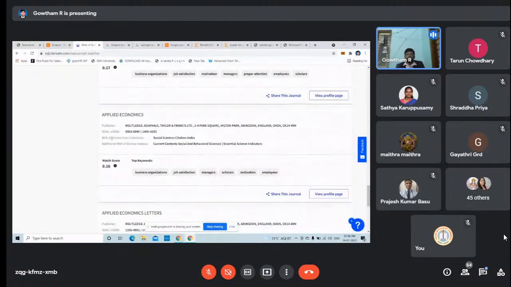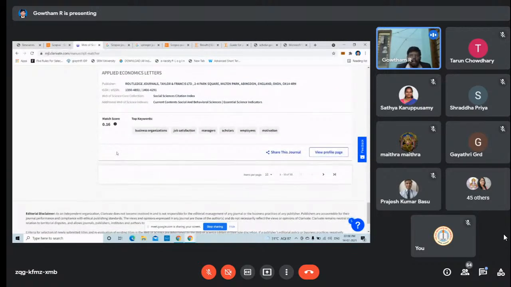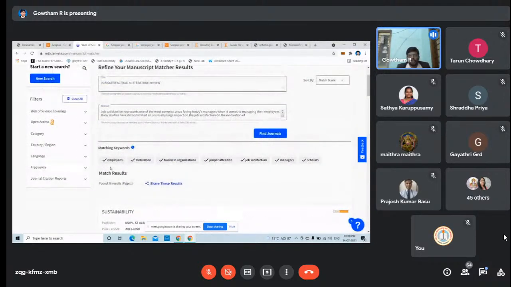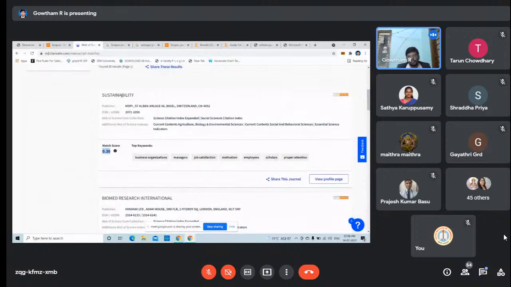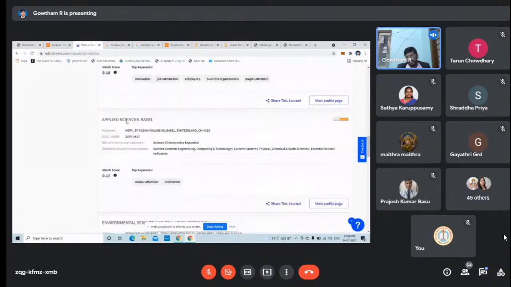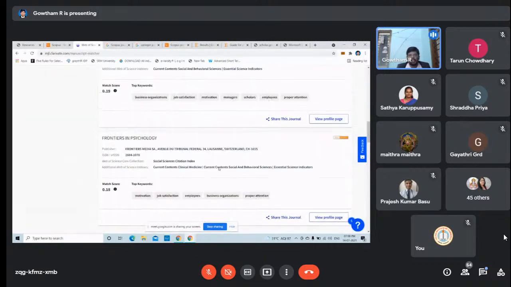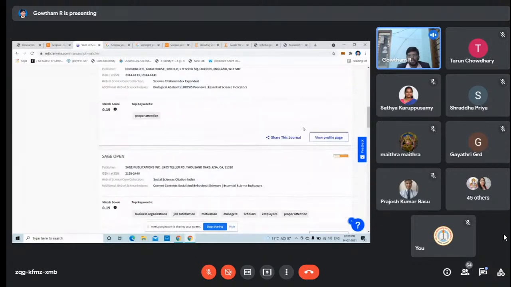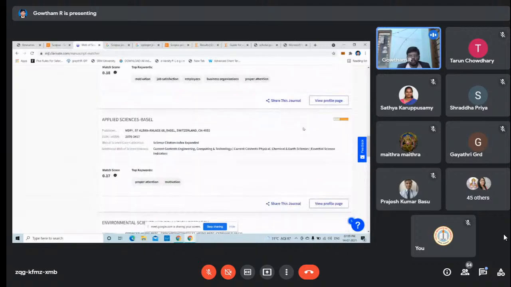So I think it is coming as per the match score. As per the match score, this journal is quite good, so you can always select the journal. Alright, so now let me take an example from our own domain.